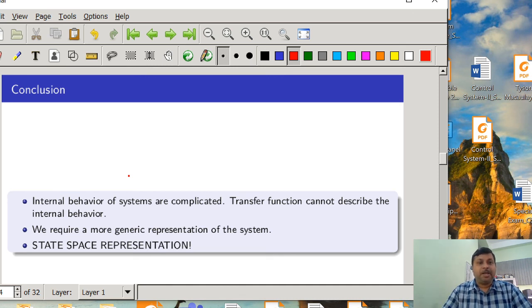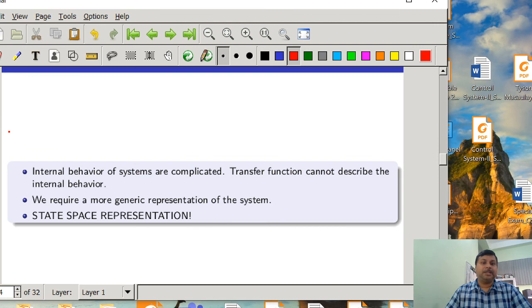So we require a more generic representation of the system, which is known as state space representation. In the next class, I will continue with some motivating examples of how you will identify the state variables or internal variables of a given system.